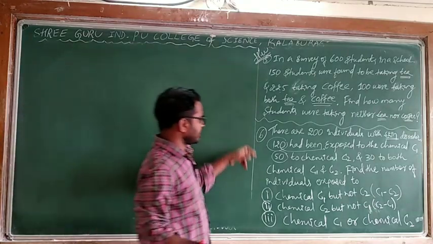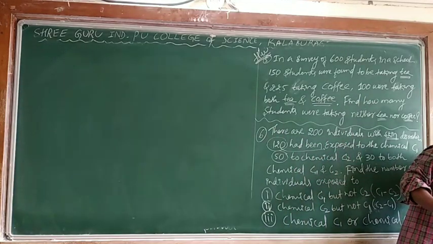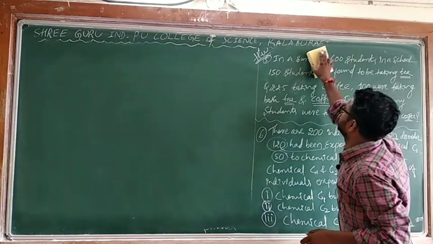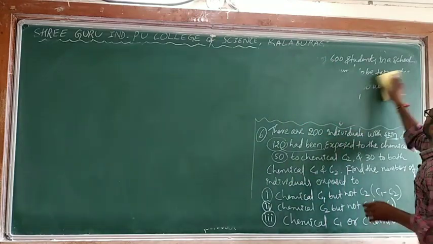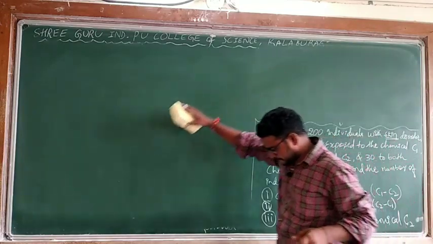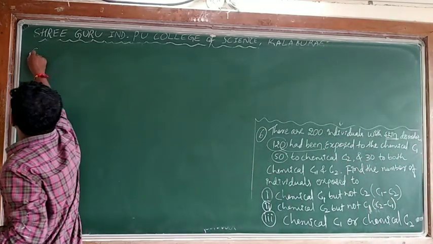Okay, the fifth one you take as homework. I will solve this one. So I will remove this. Now we will solve the sixth one. Okay, what is the sixth one?